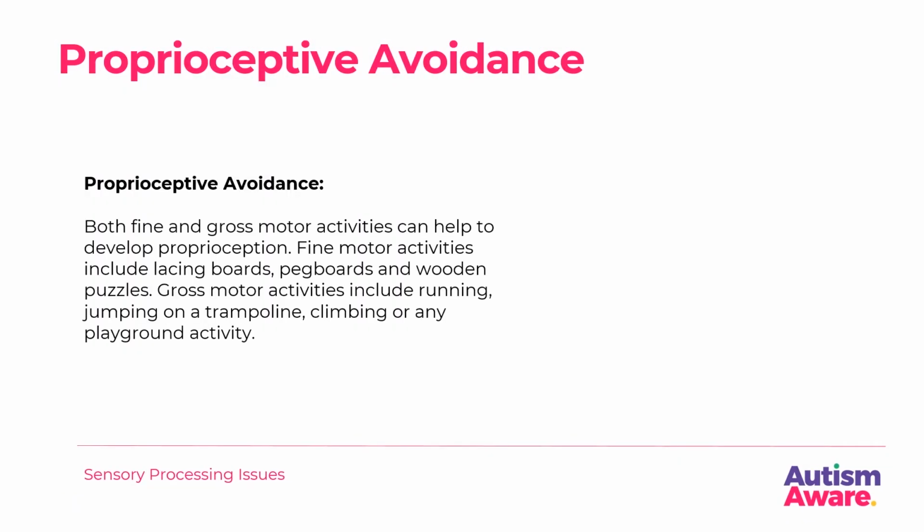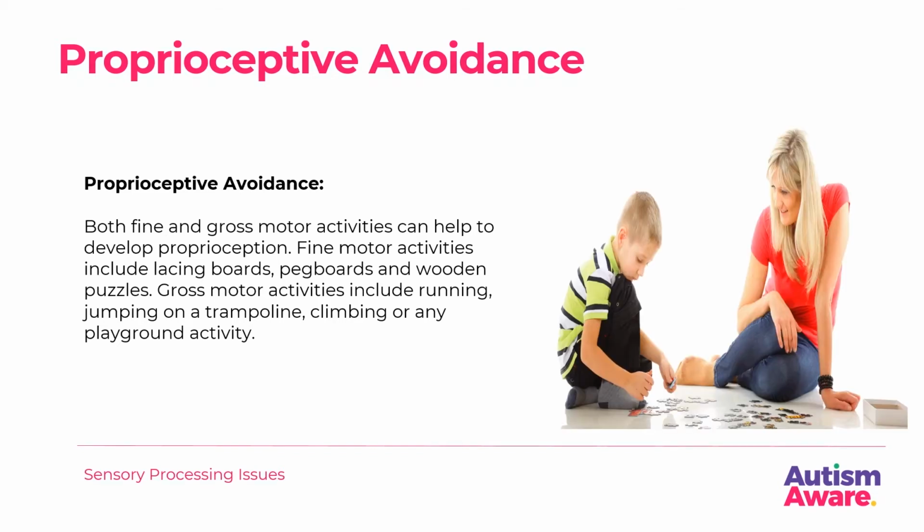Proprioceptive avoidance. Children who have problems with proprioception are often clumsy. They bang into things and find it difficult to hold things properly. Both fine and gross motor activities can help to develop proprioception. Fine motor activities include lacing boards, pegboards, and wooden puzzles. Gross motor activities include running, jumping on a trampoline, climbing, or any playground activity.